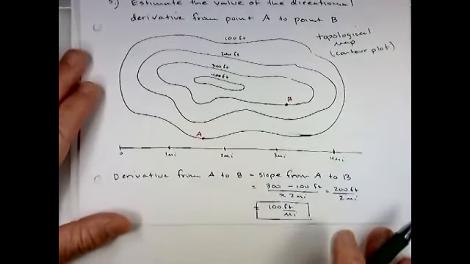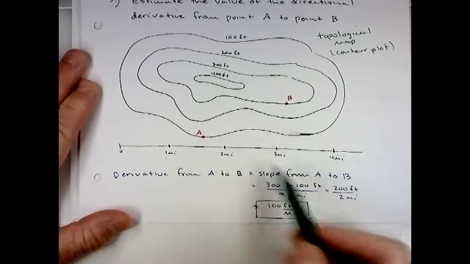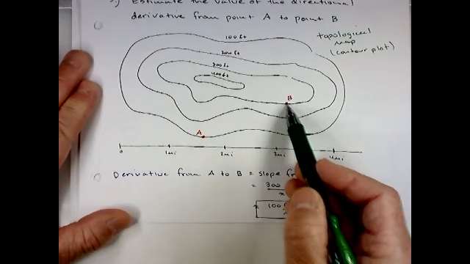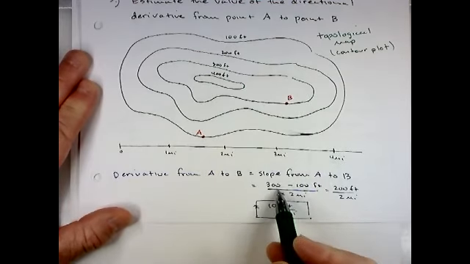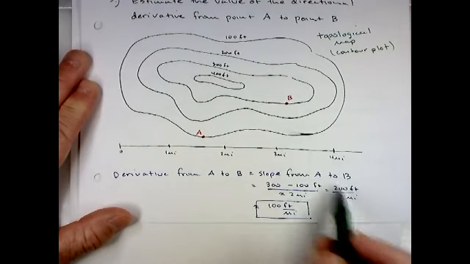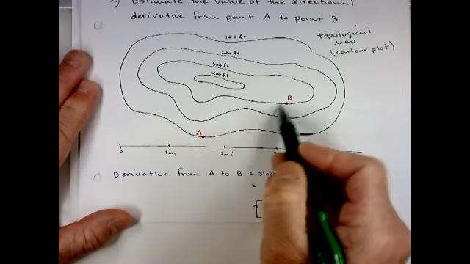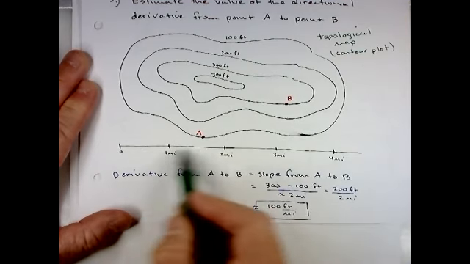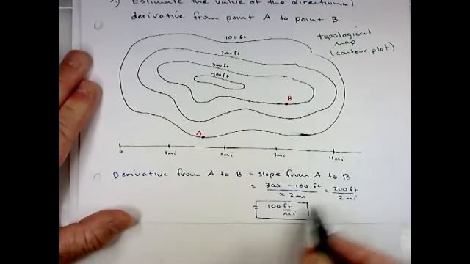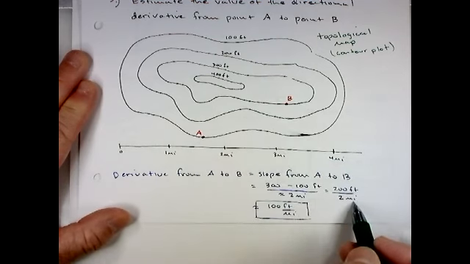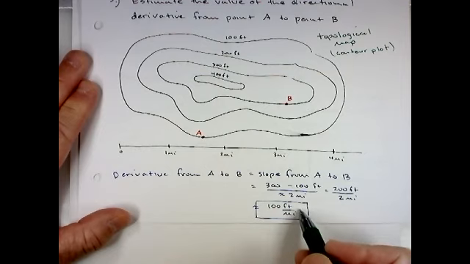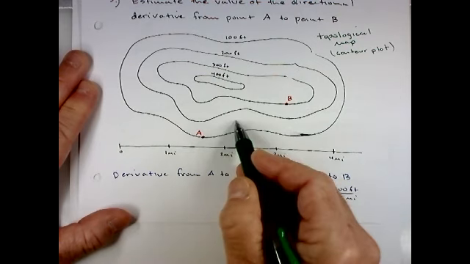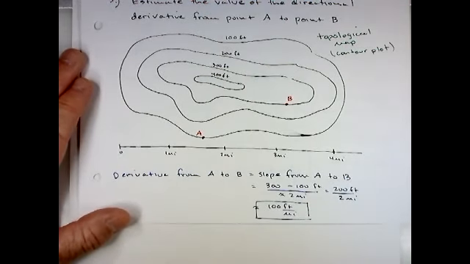So point A is at an elevation of 100 feet, and we're moving towards point B, which is at an elevation of 300 feet. So we have a change of elevation of 200 feet. And using our scale, that distance is roughly the same as 2 miles. So I'm gaining 200 feet in 2 miles. That means my derivative, which is my rate of change, is about 100 feet per mile. Each mile I walk, I can expect to climb about 100 feet.